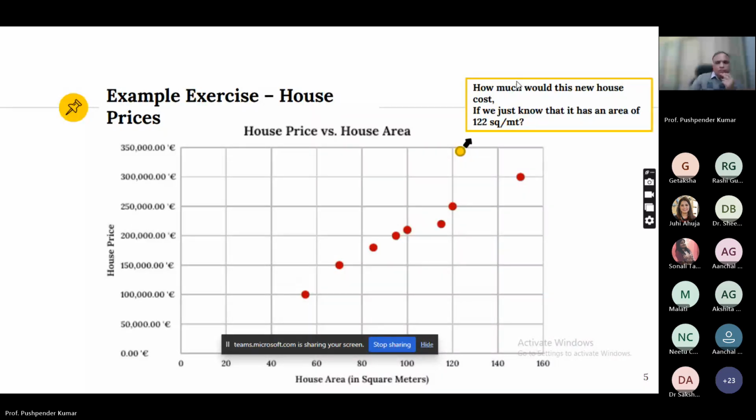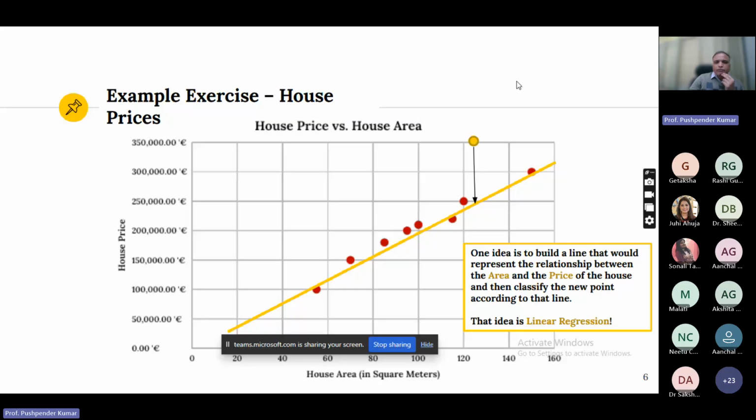Ladies and gentlemen, one idea is to build a line that would represent the relationship between the area and the price of the house, and then classify the new point according to the line, right? Now the problem here is, can I draw this line which actually shows the relationship between area and the price? The problem would be, these dots are away from the line, and we call them errors or residuals. Please note down, we call them errors or residuals.